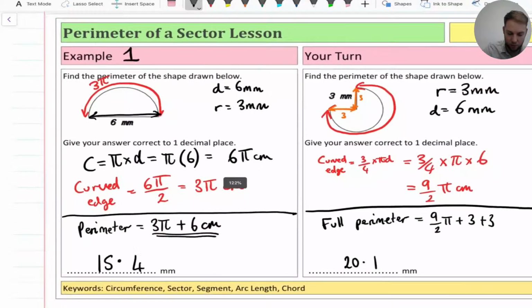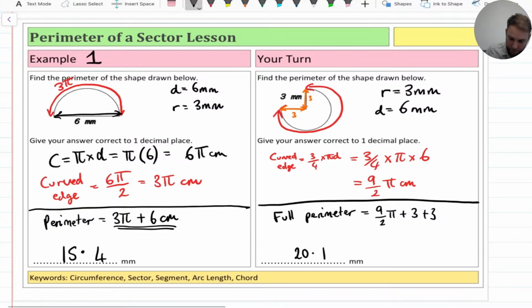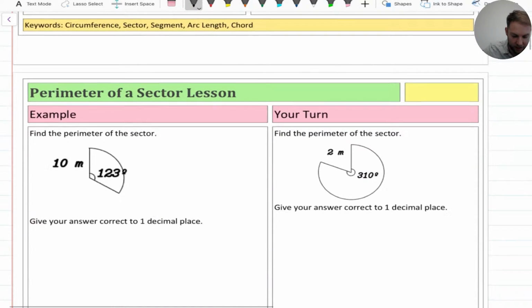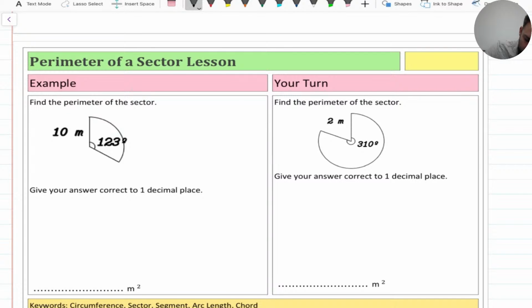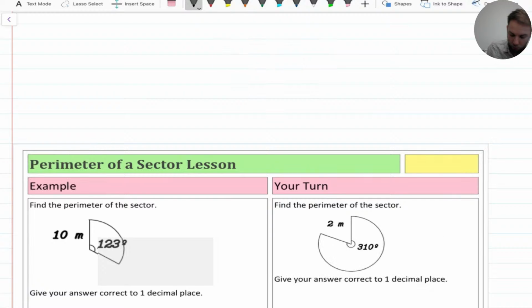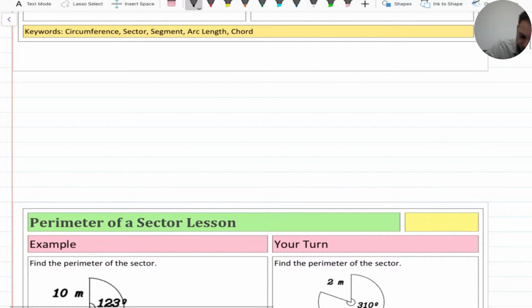So let's have a go now at our next one. Now this is where we're going to get a little bit trickier. Not that much trickier because it's very similar to the sector. We do need a new formula which we're going to write down.